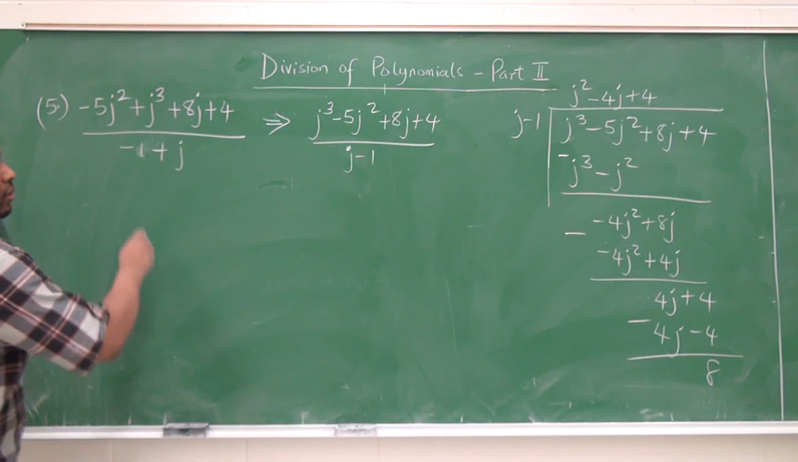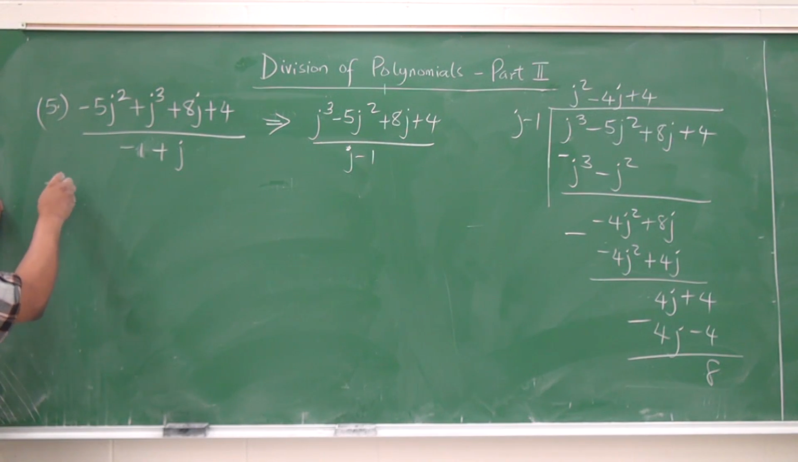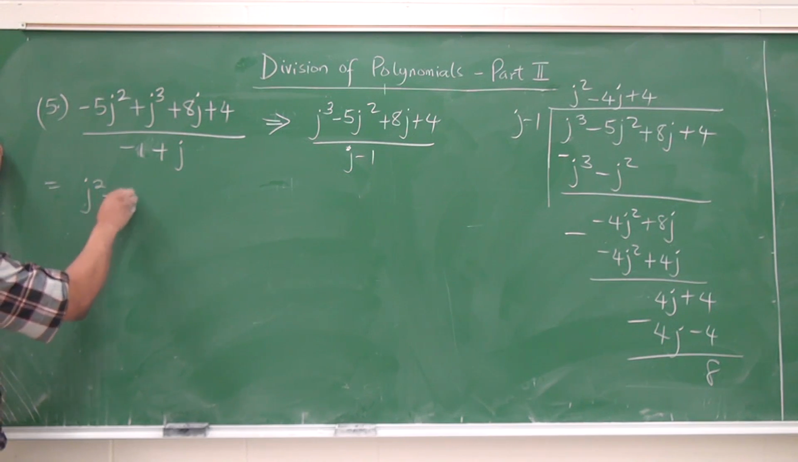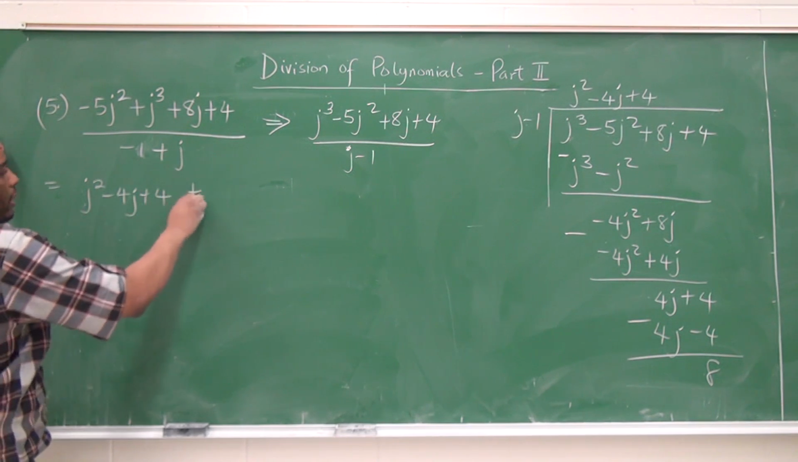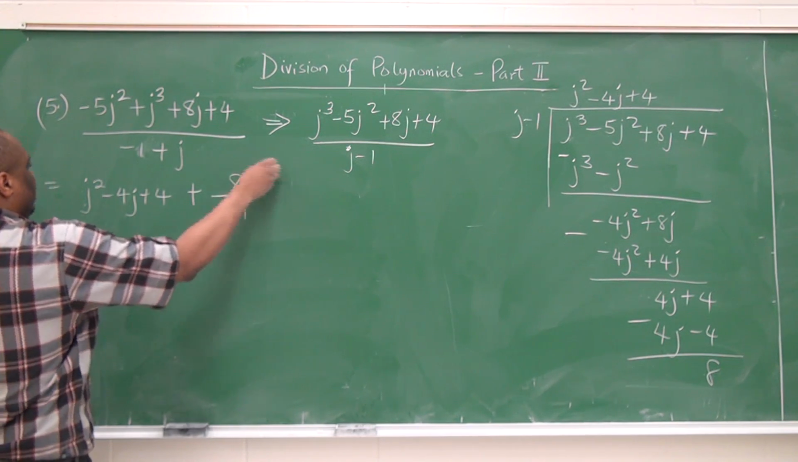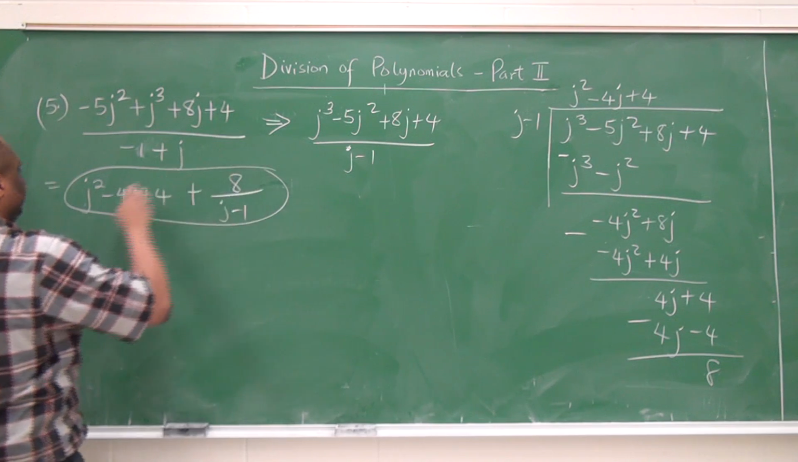8. So this will give me what? This will give me j squared minus 4j plus 4 plus 8 over j minus 1. And that becomes your answer.